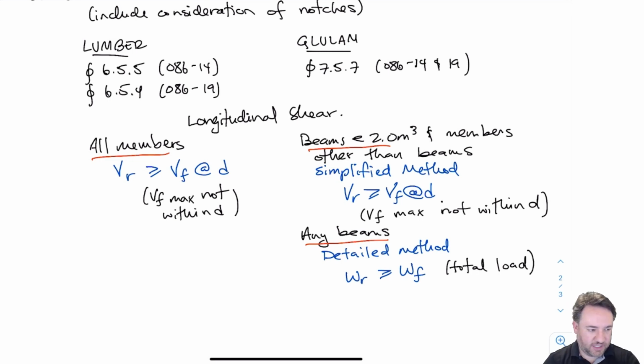And then for any beams, and usually I'll get a benefit for doing this, I can use the detailed method, where I check actually the total load resistance versus the total load on the beam. You remember that the shape of the load is accounted for using the shear load coefficient CV. And so if I have something that kind of just barely meets the simplified method, or it's not quite meeting the simplified method, then I can usually get a larger resistance by using the detailed method. And that's it for longitudinal shear.